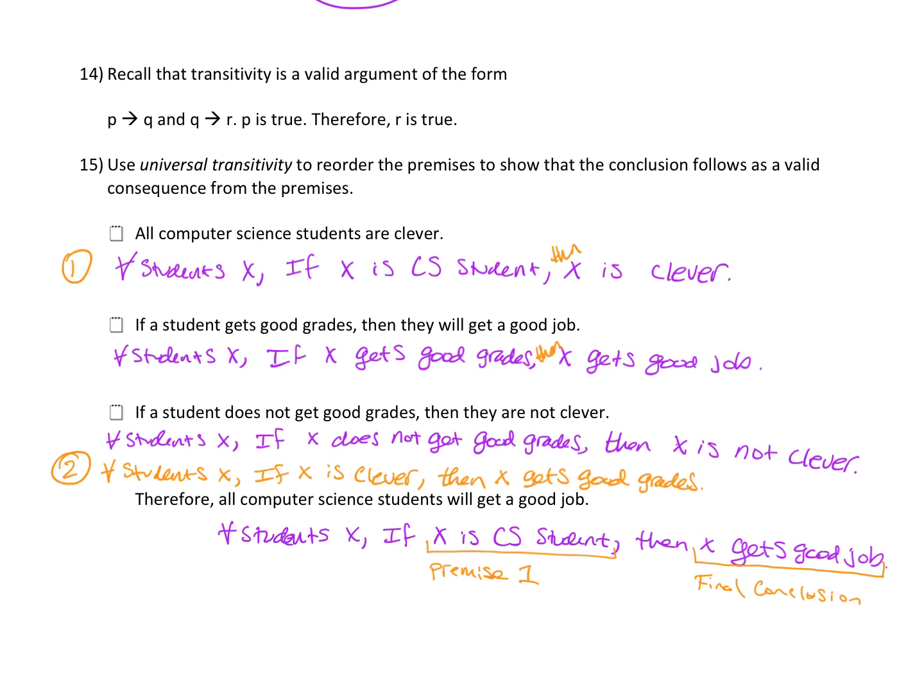Now that's a good option for my second statement. Okay, so I have, if X is a CS student, then X is clever. If X is clever, then X gets good grades. And then my next premise is, if X gets good grades, then X gets a good job. So I've now created a chain of reasoning, a chain of P implies Q, Q implies R, R implies S, and I can make my final conclusion. So if X is a CS student, then X is clever. If X is clever, then X gets good grades. If X gets good grades, then X gets a good job. Therefore, if X is a CS student, then X gets a good job.